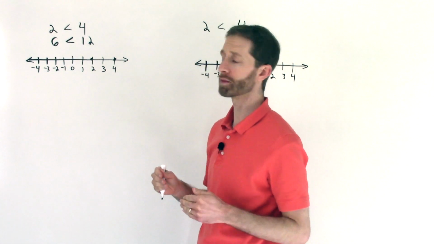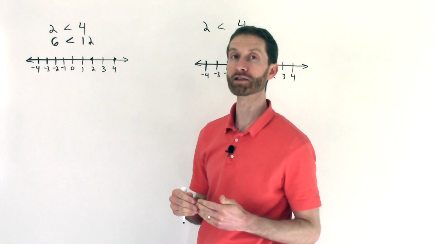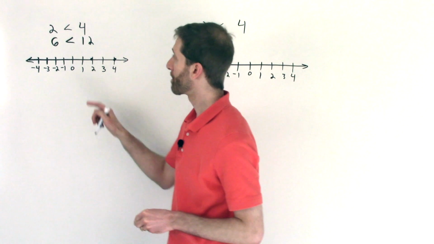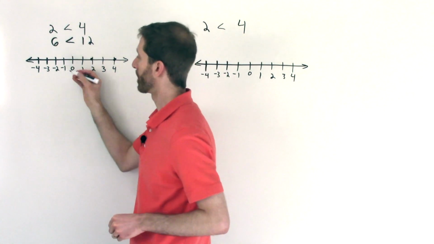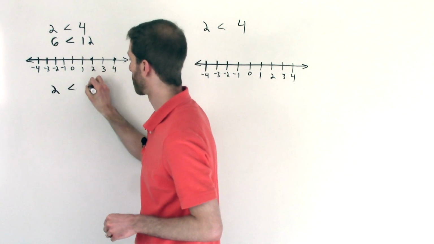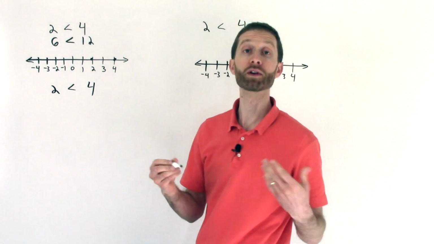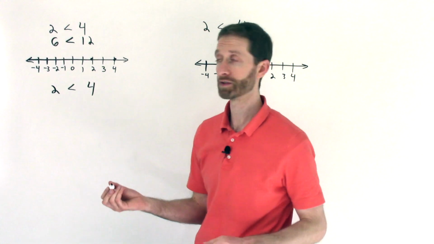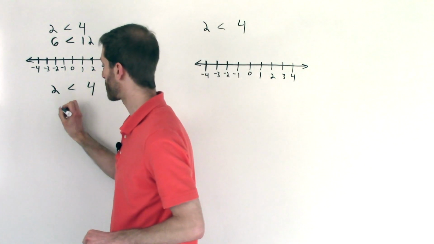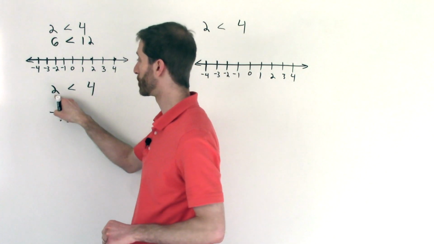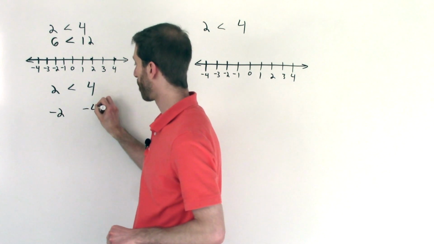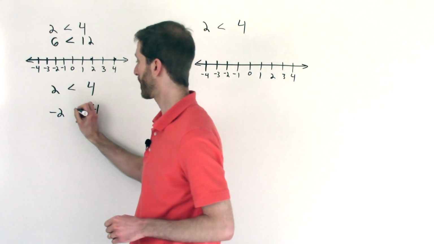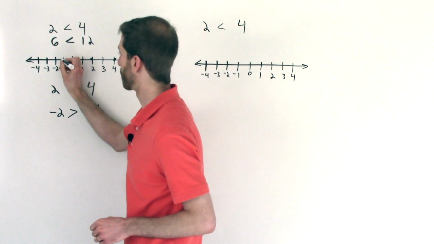So now the question becomes, what happens if I multiply or divide both sides by a negative number? Let's start with 2 is less than 4, and multiply by a very simple number, -1. We could also divide by -1, and it would give us the same result. If I multiply both sides by -1, I get -2 and -4. Now, -2 is not less than -4, right? -2 is more than -4.